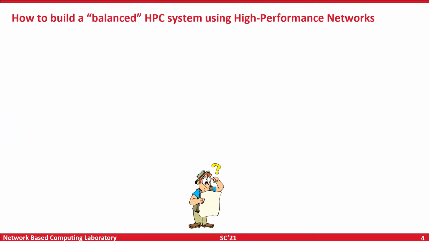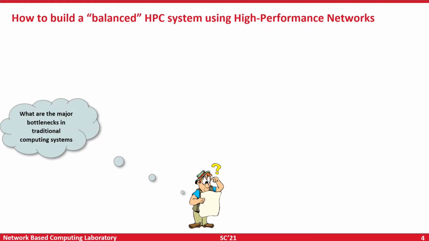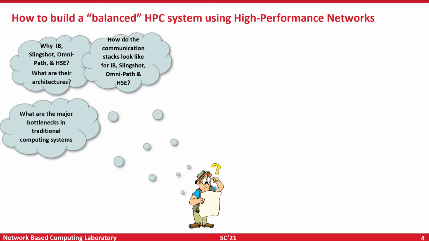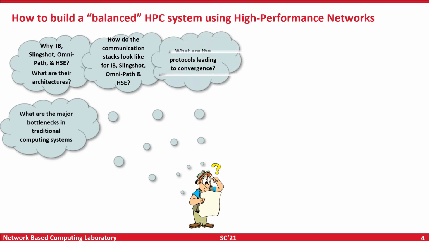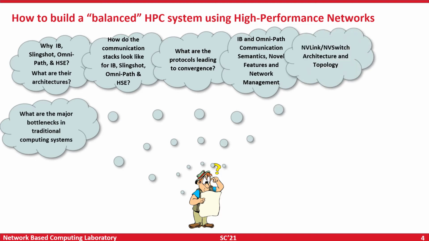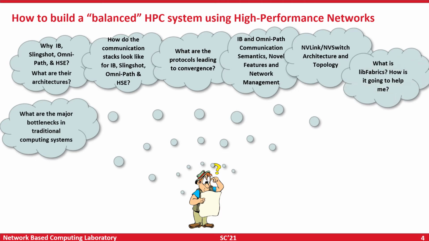So in this context, you may have a lot of questions. How do you build a balanced HPC system using high-performance networks? What are the major bottlenecks in traditional computing systems? Why InfiniBand, Slingshot, Omni-Path, and high-speed Ethernet? What are their architectures? What do the communication stacks look like for InfiniBand, Slingshot, Omni-Path, and high-speed Ethernet? What are the protocols leading to convergence? And we have heard about all these different networking technologies. What are their communication semantics, novel features, and network management? And especially with NVIDIA also deploying NVLink and NVSwitch, what are the architecture and topology? So what exactly are those technologies?